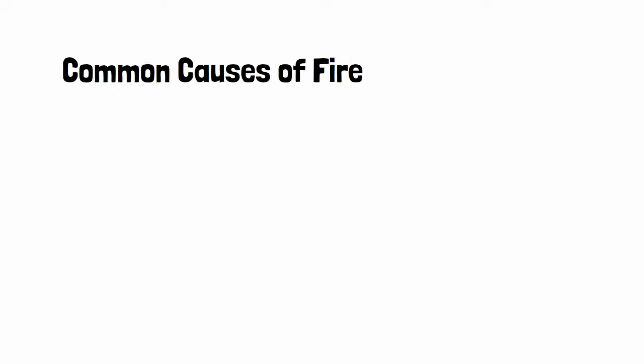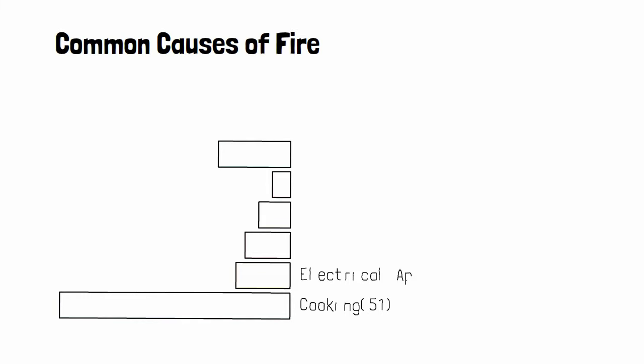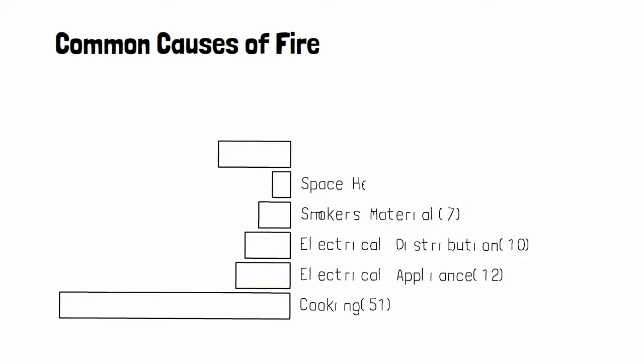We have a little chart here for the common causes of fire. 51% is cooking, and you see that's really, really high. Then electrical appliances, electrical distribution, smokers' materials, space heating and other. That chart just shows you what the common causes of fire are, and obviously these things do change year on year, but this is the chart that we found online.